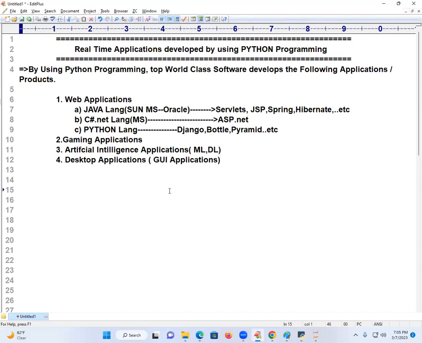Graphical user interface. Those who are saying the full form are usually scrap, and they don't feel it.